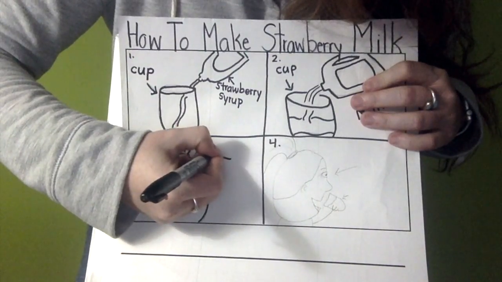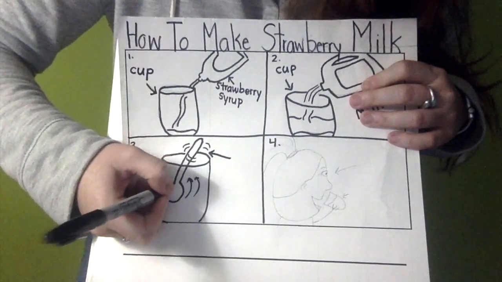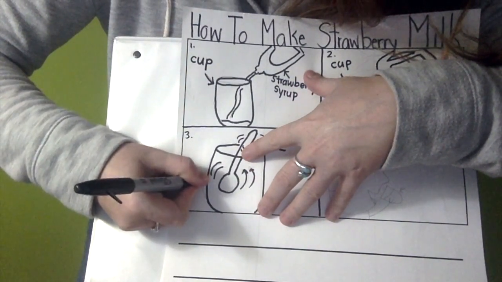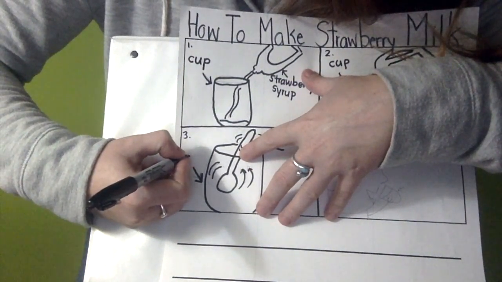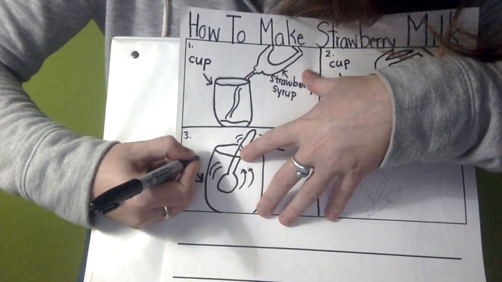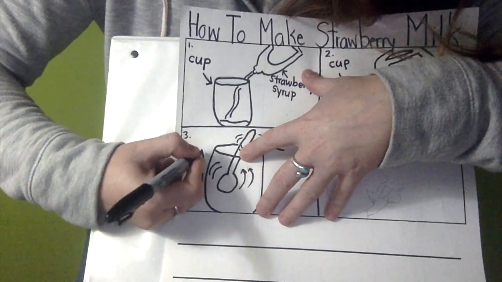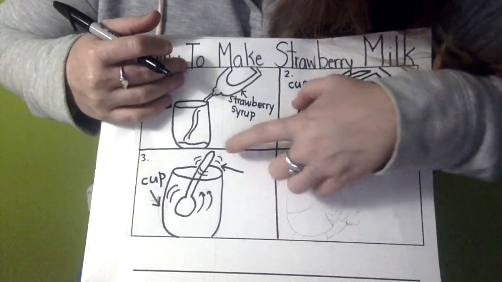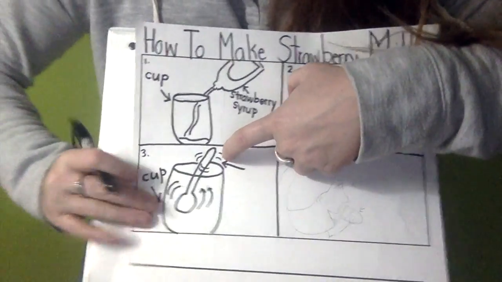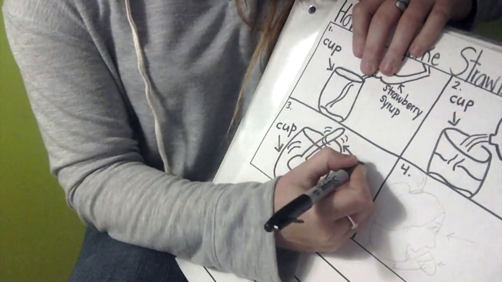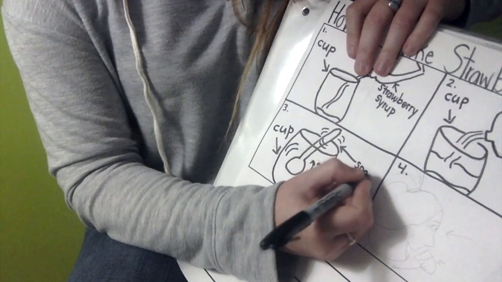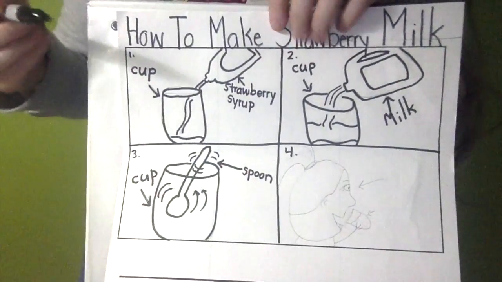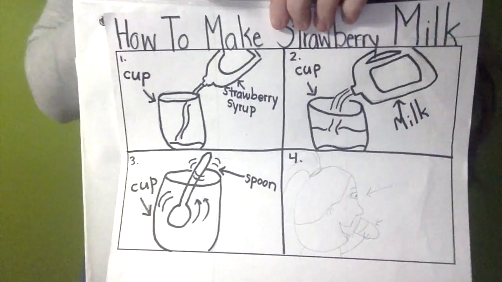Okay, I think it's really important here to label that this is a spoon. That's a material or an item I'm going to need. And I want to make sure I list my materials and items. And that this is still the cup. Great. Cup. Now I need to label the spoon. Spoon. Great. Okay, my steps are coming together.